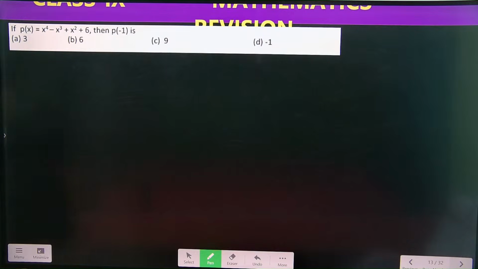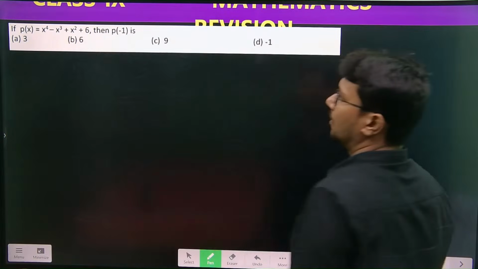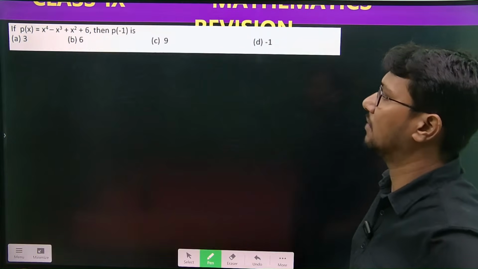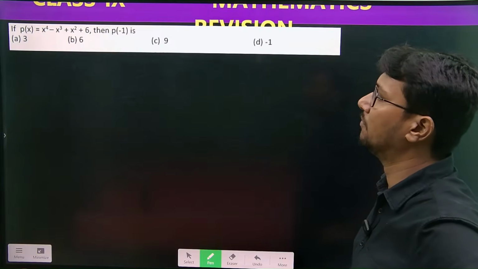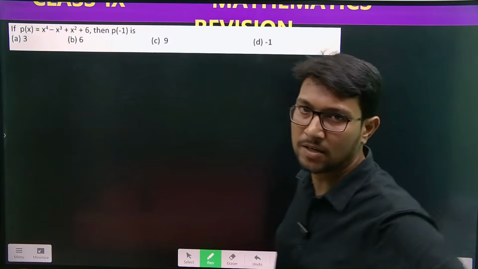आंसर क्या बोलो? Value of the polynomial when x is minus 1.